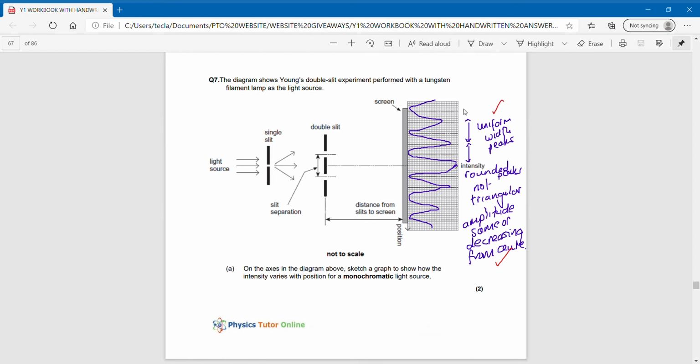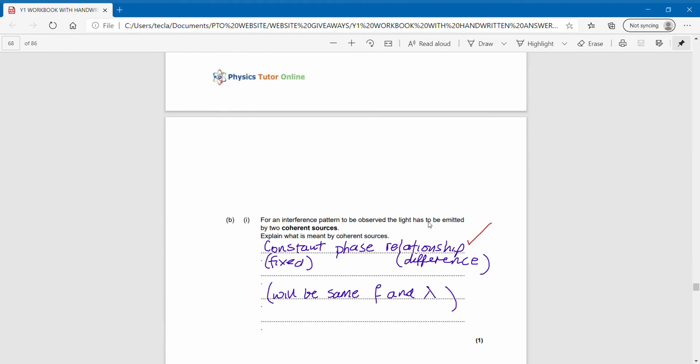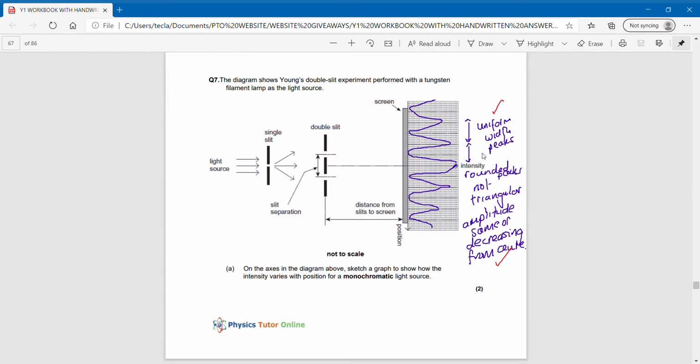It's quite difficult to draw these well, but essentially you need rounded peaks, not triangular. Amplitudes are either the same as you move away from the centre or decreasing in amplitude. You would see a decrease in amplitude actually, but if you've drawn the same amplitude, that's okay, certainly not increasing as you go from the centre outwards. And uniform width peaks. So these are what the marks are awarded for: uniform width peaks, amplitude the same, and not triangular.